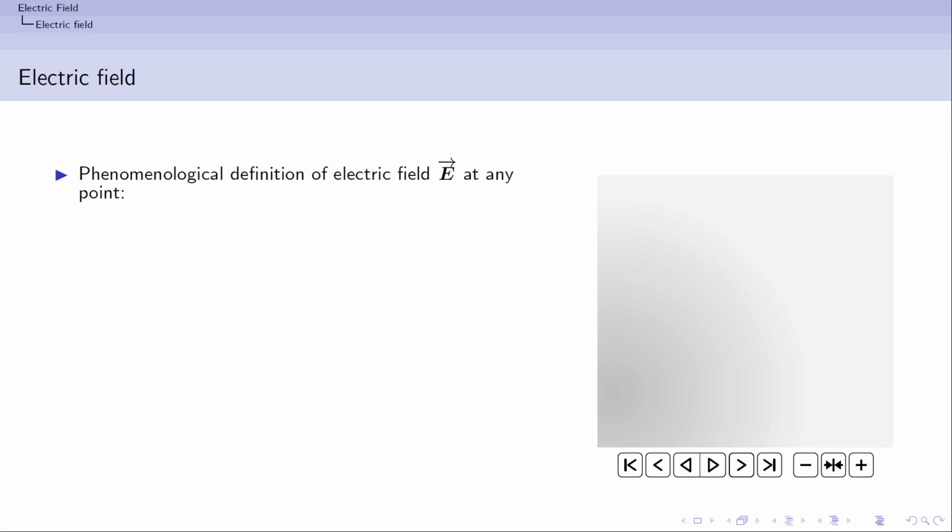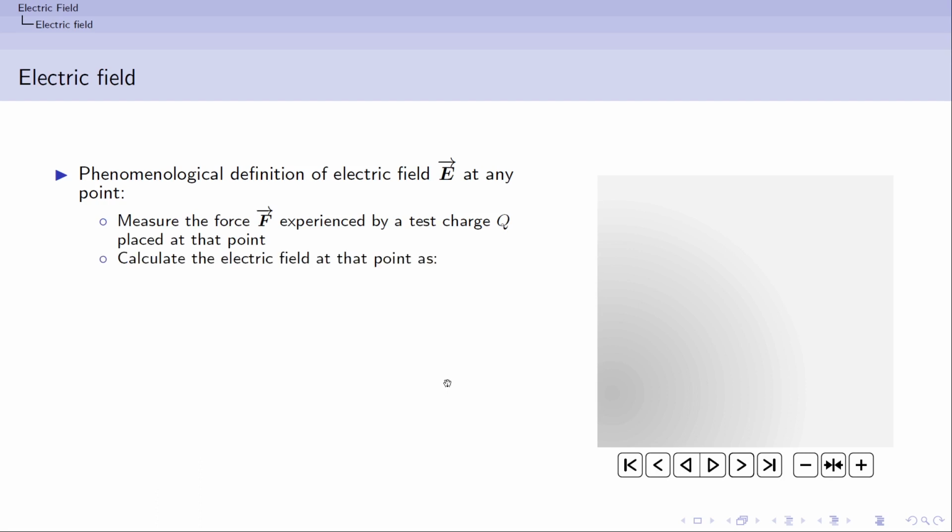So nowadays we could have a phenomenological definition of the electric field at any point. Suppose I want to sample the electric field at any point, then what we do is we measure the force experienced by a test charge q which is placed at that point, and we calculate the electric field simply as E is equal to F by q.